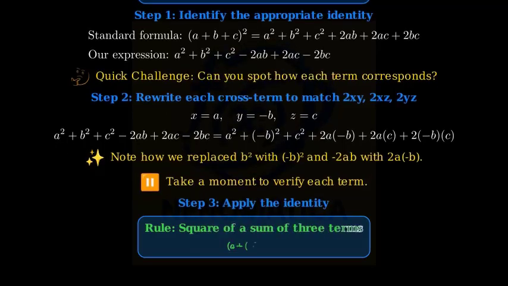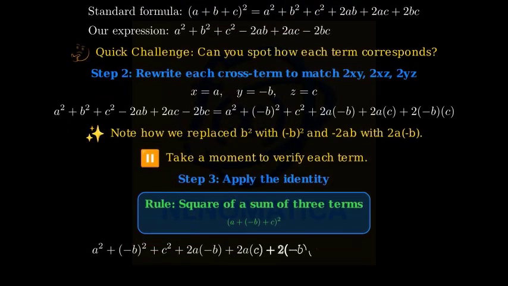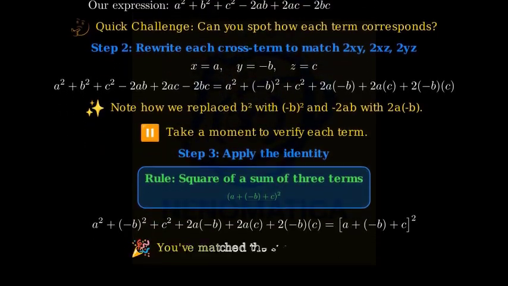Now, we can apply the identity. Since we know that x squared plus y squared plus z squared plus 2xy plus 2xz plus 2yz equals x plus y plus z quantity squared, we can replace our substitutions and write a squared plus negative b squared plus c squared plus 2 a times negative b plus 2 a times c plus 2 negative b times c equals a plus negative b plus c quantity squared.